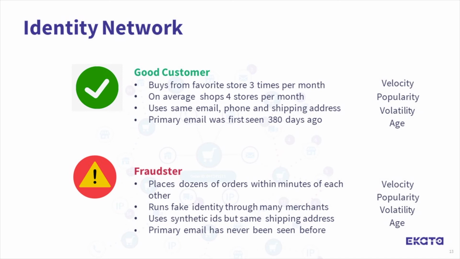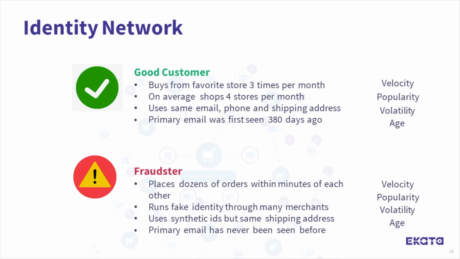Yeah, this is a very good example. Combining these patterns together, we can see how a good consumer's information versus a fraudster's personal detail is getting used. For instance, a good customer buys from a favorite store 3 times per month, on average shops at 4 stores per month, uses the same email, phone, and shipping address, and their primary email address was first seen 380 days ago because they didn't need to keep creating new email addresses.